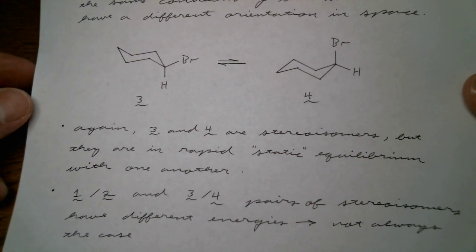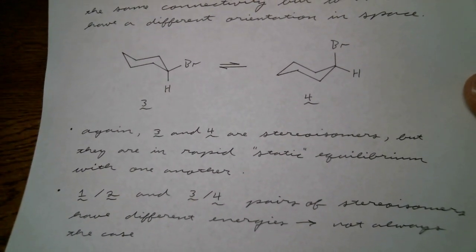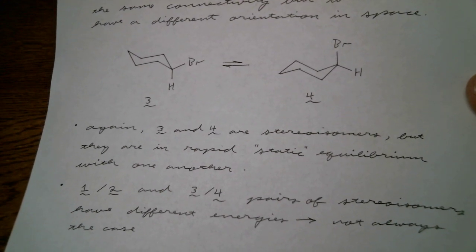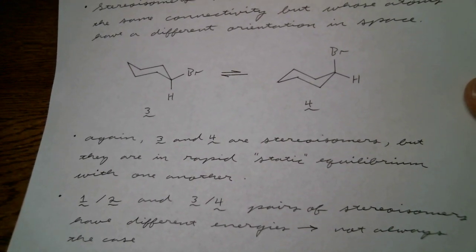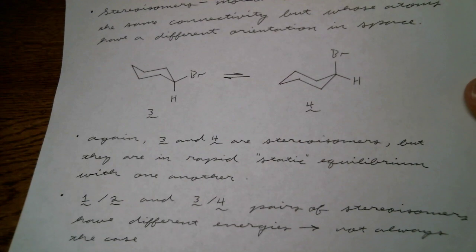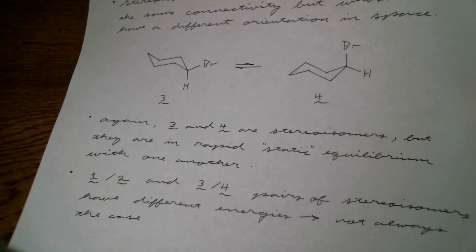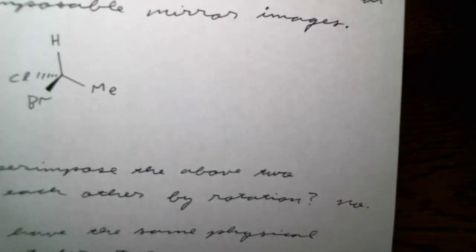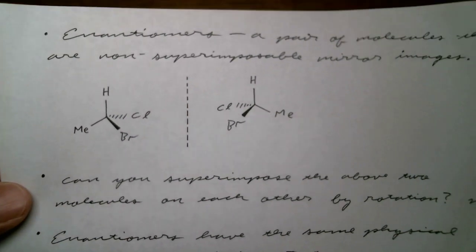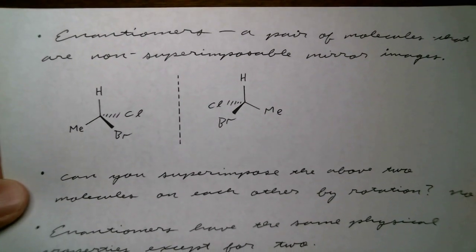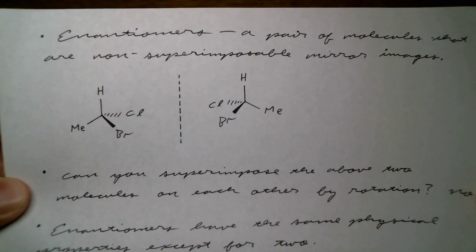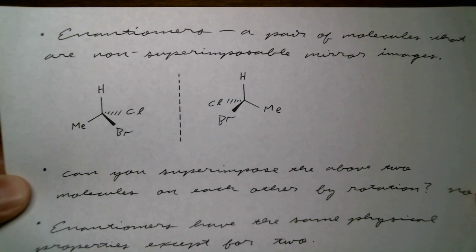So let's launch into consideration of some stereoisomers and some more definitions that'll help us in this course. So enantiomers, there's a big $10 word. That's a pair of molecules that are non-superimposable mirror images.